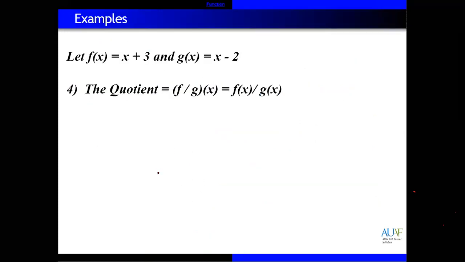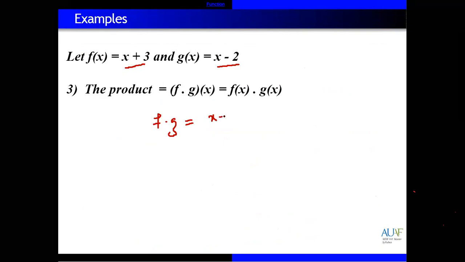Okay, we have the multiplication rule. How can you multiply two functions? It's the same as multiplication in algebra. Two functions are given, x plus 3 and x minus 2. If you want to multiply f with g, x plus 3 is multiplied with g, and g is x minus 2.